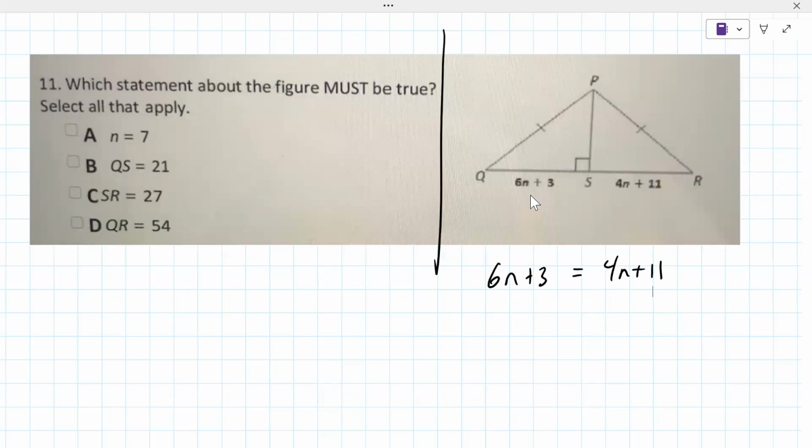N is 4. Okay. So now can we eliminate any answers like A? Is that true? No, it's not true. So that one's out. Now it says QS. So let's go calculate QS. QS is calculated putting 4 back in there. See if that's true.